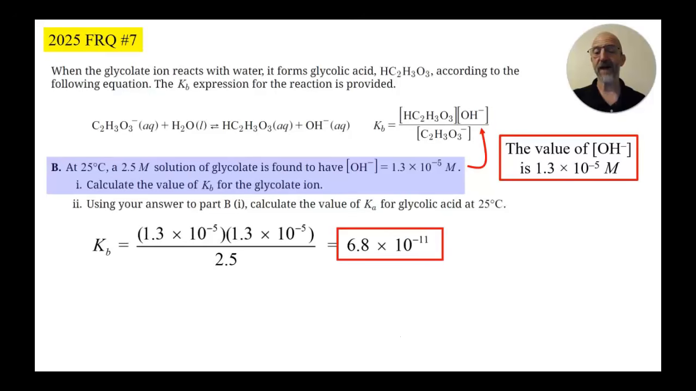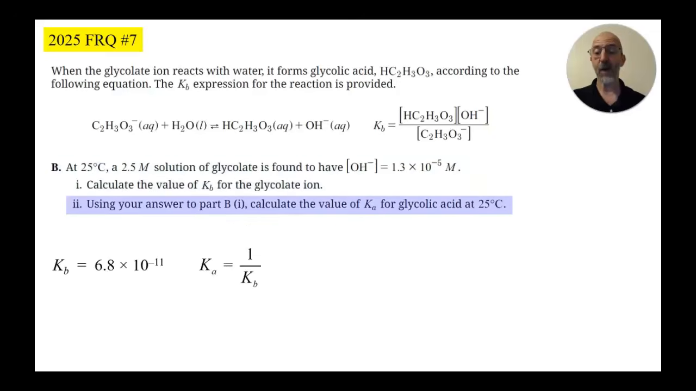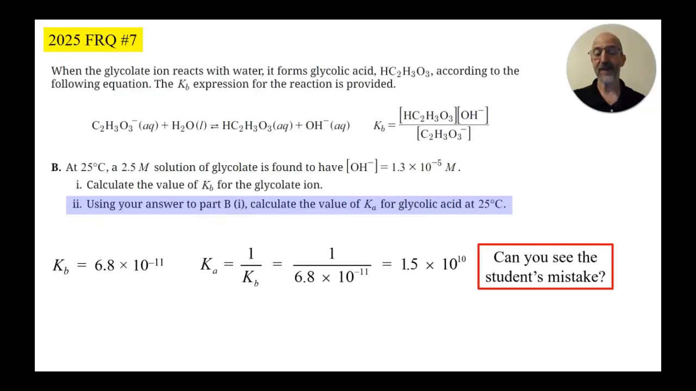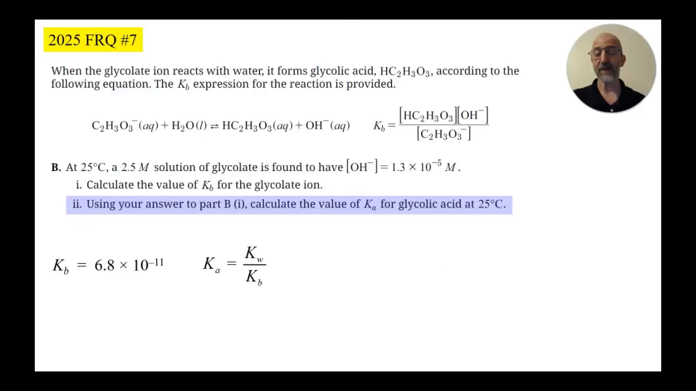We calculated the value of Kb, and you might know there's an inverse relationship between Ka and Kb. However, you don't just take the reciprocal. There is an inverse relationship between Ka and Kb, but it is incorrect to simply take the reciprocal of the Kb. So this is an incorrect answer, and the mistake is that there's no Kw in their setup.